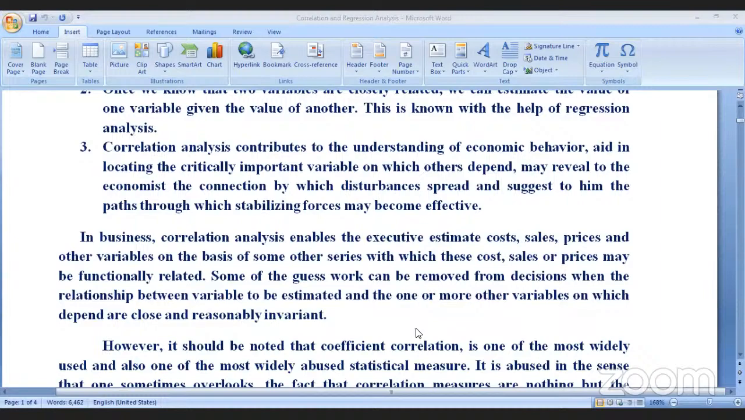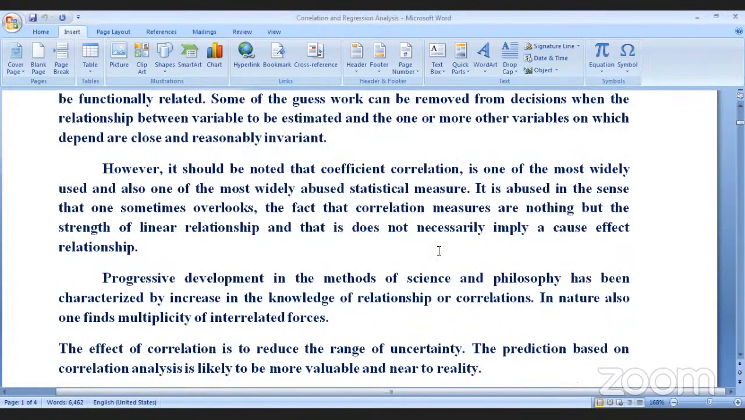However, it should be noted that the correlation coefficient is one of the most widely used and also one of the most widely abused statistical measures. It is abused in the sense that one sometimes overlooks the fact that correlation measures nothing but the strength of a linear relationship, and that it does not necessarily imply a cause-effect relationship.